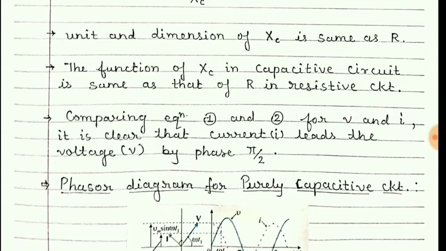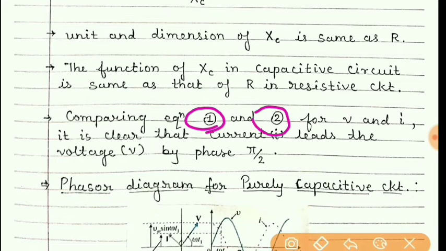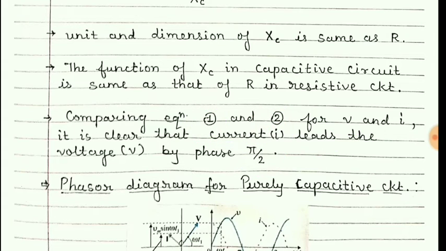Now, if we compare equation number 1 and 2 for V and I, it is clear that here the current I leads the voltage by phase pi by 2. For an inductor, it was current lagging behind the voltage, but here the current is leading, it leads the voltage.